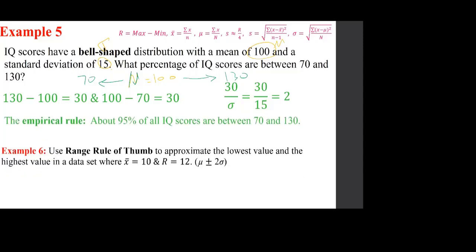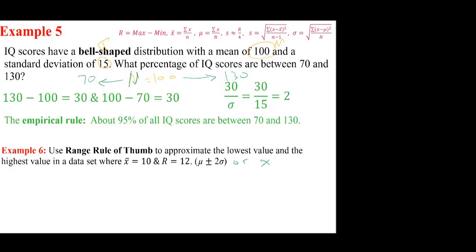We want to approximate the lowest value and the highest value in a data set where X bar is given as 10 and R is given as 12. Remember, we want to go with mu plus minus 2 sigma or X bar plus minus 2S. If you go back to the range rule of thumb, plus minus 2 sigma is a total of 4 standard deviations. R, the range, is given. If we divide it by 4, it gives us an approximation for S.